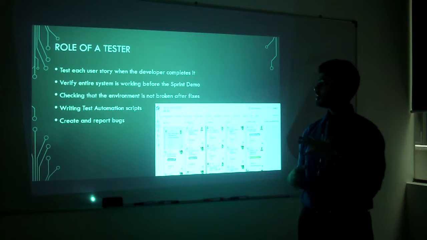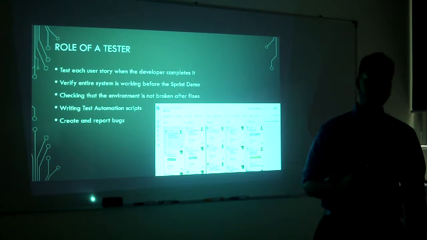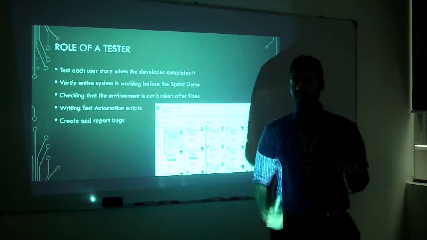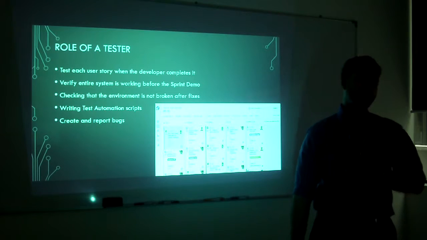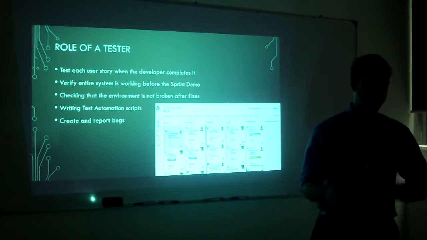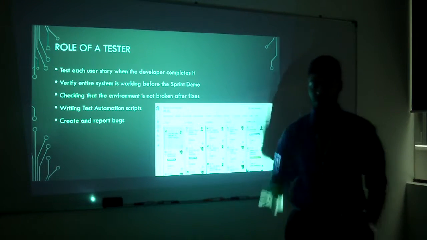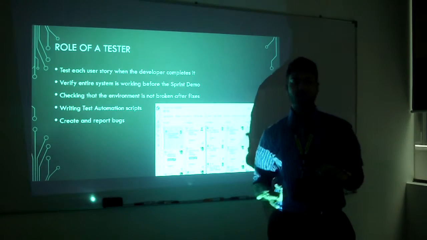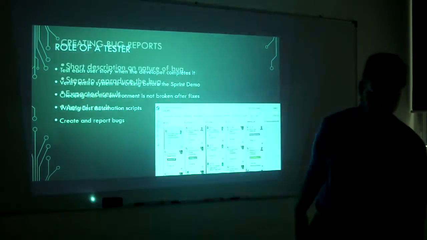We also verify that the entire system is working correctly before sprint demo, because after every small fix by the dev, there are chances that it may affect some other parts. So we have to go through the whole system once again before it goes for release. Testers also write test automation scripts, and other than that, we create bugs, or in other words, defects.